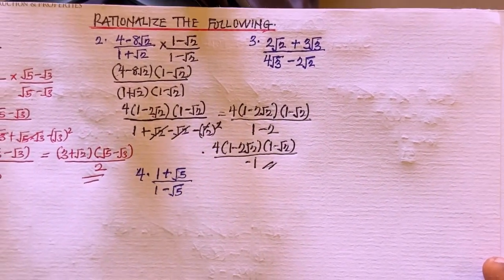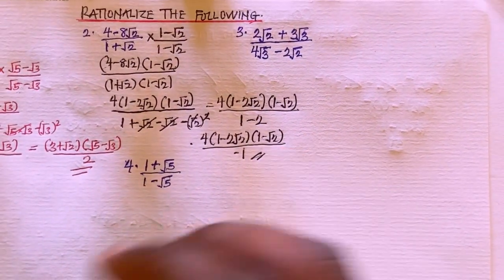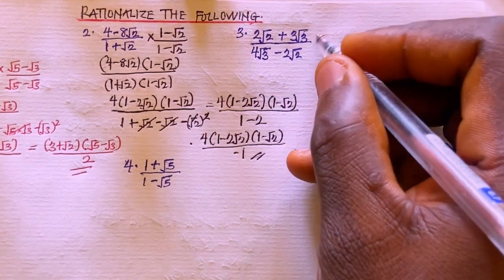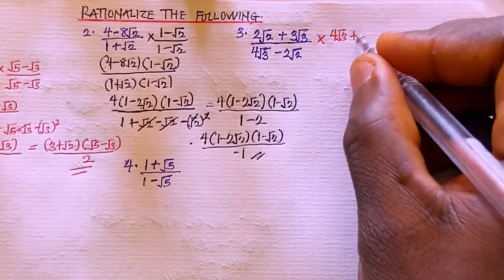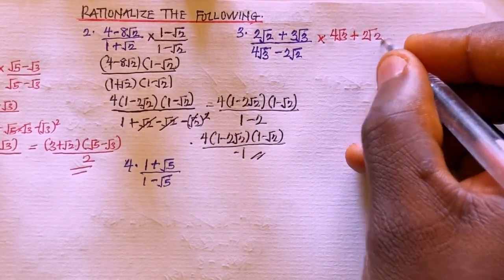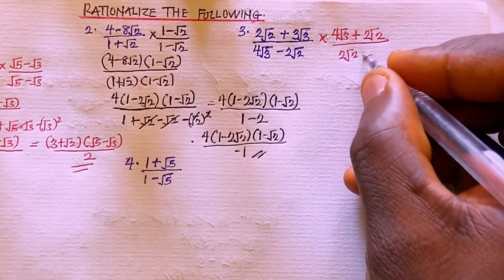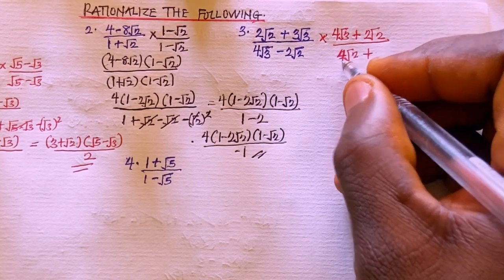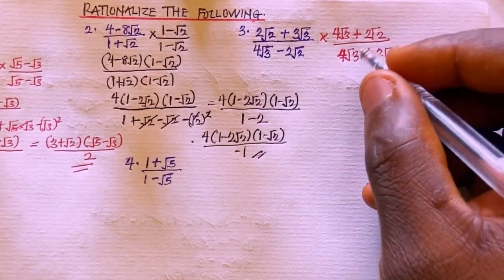The third one, we are given this expression and we are asked to rationalize it. So we are going to rationalize with this denominator, which is 4 root 3 plus 2 root 2 divided by... Next one I'm going to have 4 root 3 again plus 2 root 2. So I'm going to rationalize with this one.